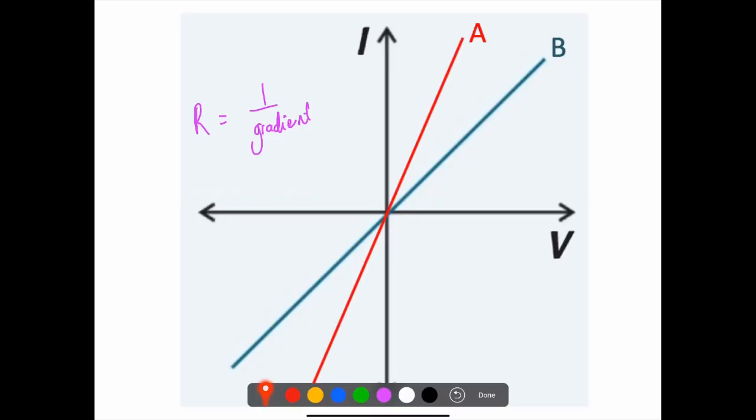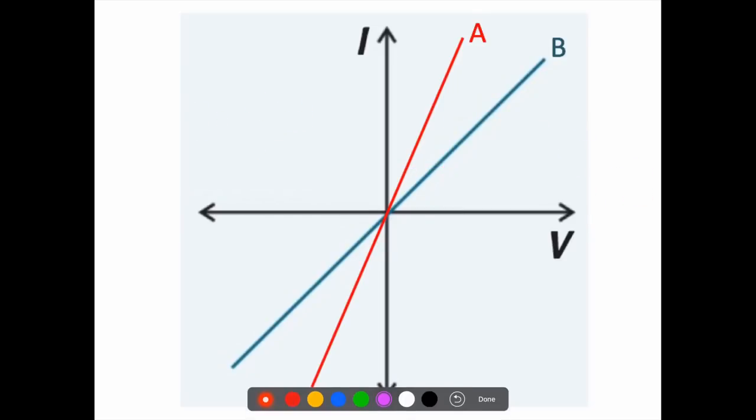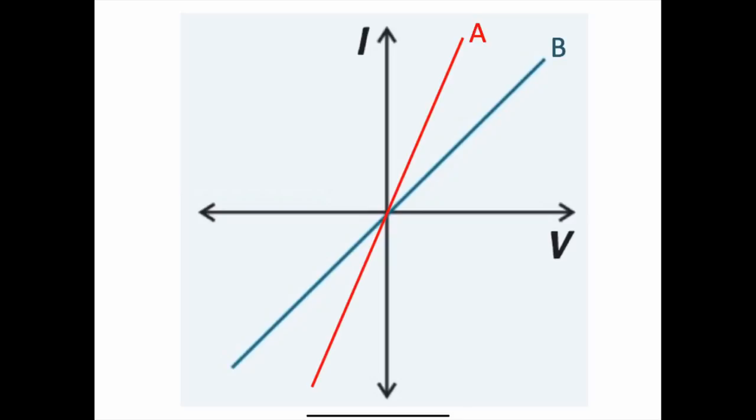If they ask you to calculate it, pick 2 points on the line and calculate the gradient. So imagine, let's say this was 4, that was 2. So the gradient is going to be 4 over 2, which is 2. And then to find resistance, all you do is 1 over the gradient. So 1 over 2, that is going to be 0.5 ohms. Okay, so resistance is 1 over gradient. So the steeper it is, the lower the resistance.